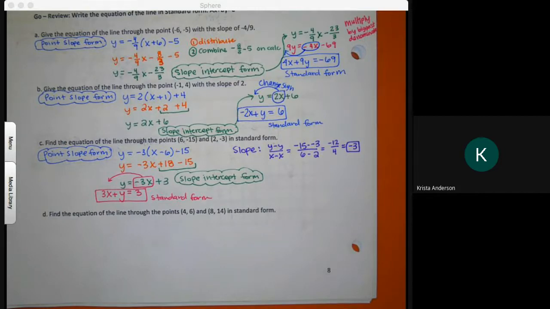Is the pattern getting a little easier? Some of you will be able to do this in your head. You'll get faster at it.